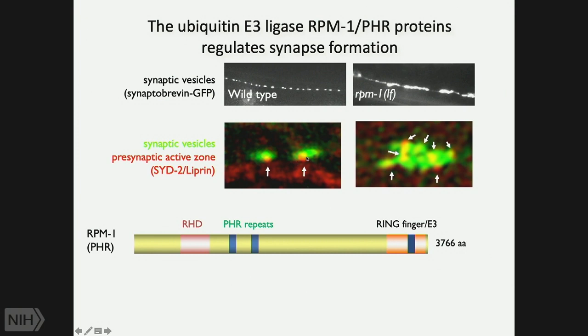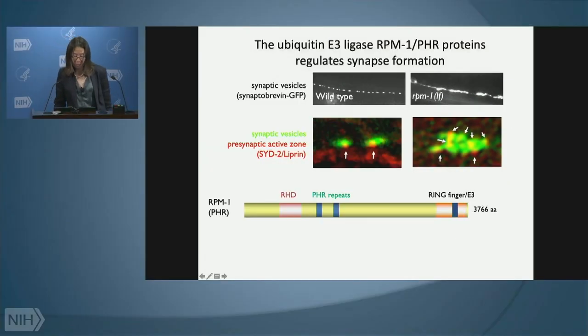Very nice organization, with the vesicle cluster surrounding an active zone protein called Liprin SYD-2, whereas the disorganized synaptic cluster in RPM-1 mutants just has a large spread of vesicles with multiple active zones. And it turns out this RPM-1 mutant is the RPM-1 protein.